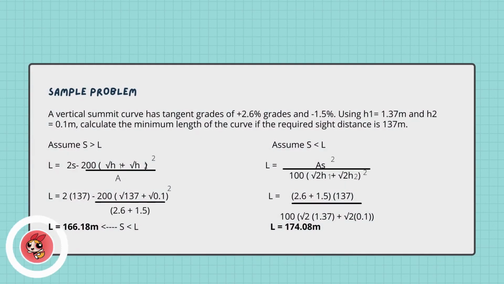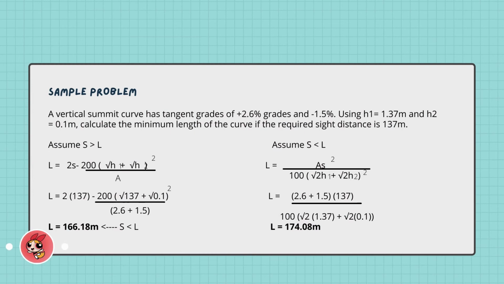So let's have a sample problem. A vertical summit curve has tangent grades of positive 2.6% and negative 1.5%. Using h1 equal to 1.37 meters and h2 equal to 0.1 meters, calculate the minimum length of the curve if the required sight distance is 137.